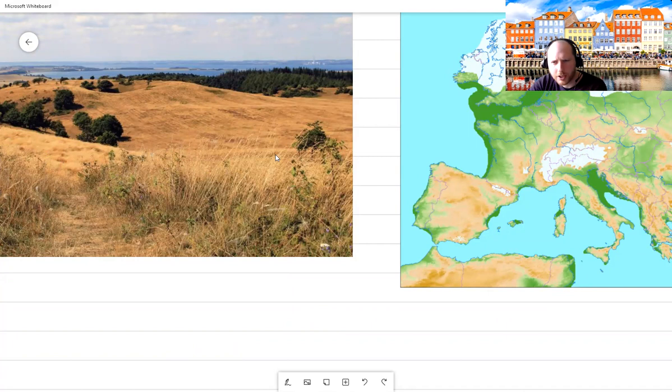The capital city, Lauren, is called Copenhagen. There you go, Copenhagen.